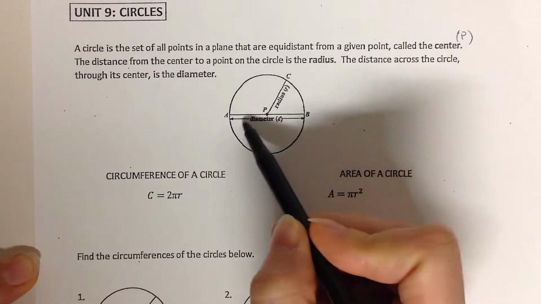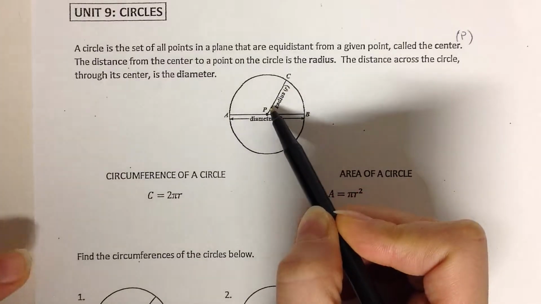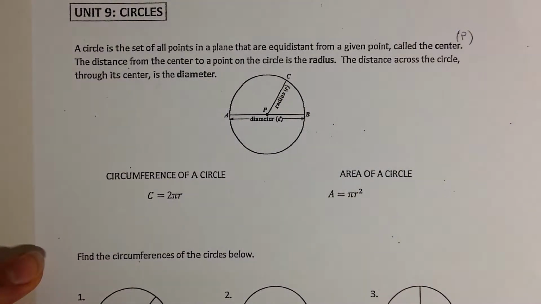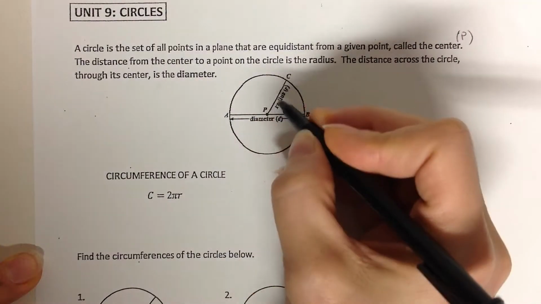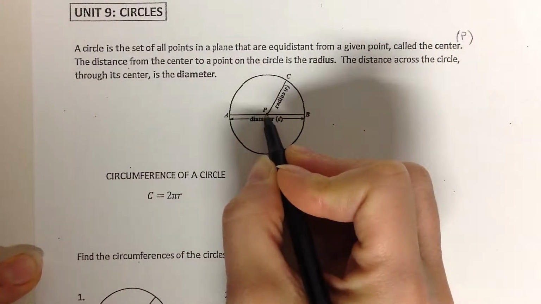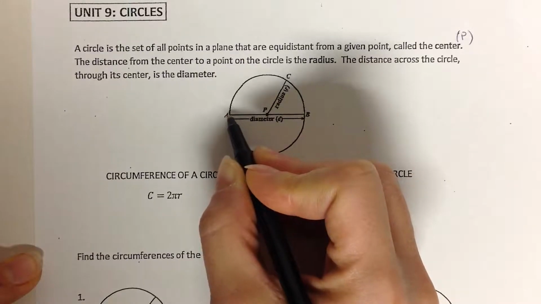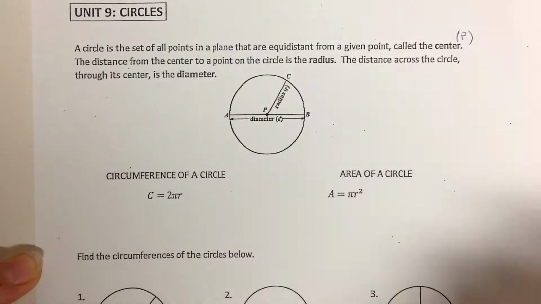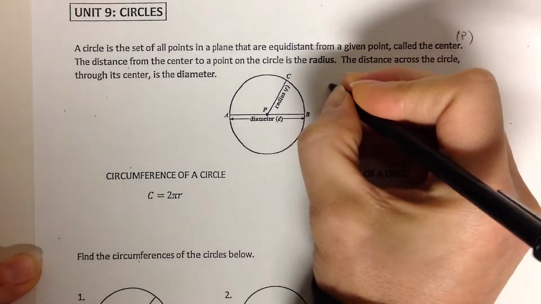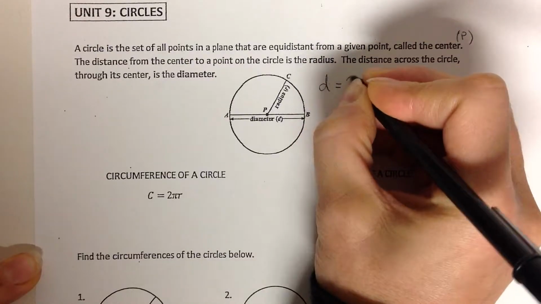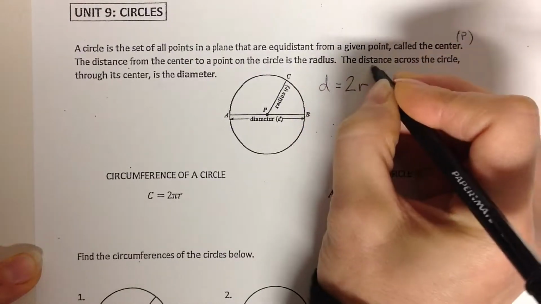So the difference between diameter and radius, because sometimes you have one and you need the other. The radius is here, from the center out, from the center out. So 2 radii is a diameter. So diameter is 2 times the radius, and that's going to be useful.